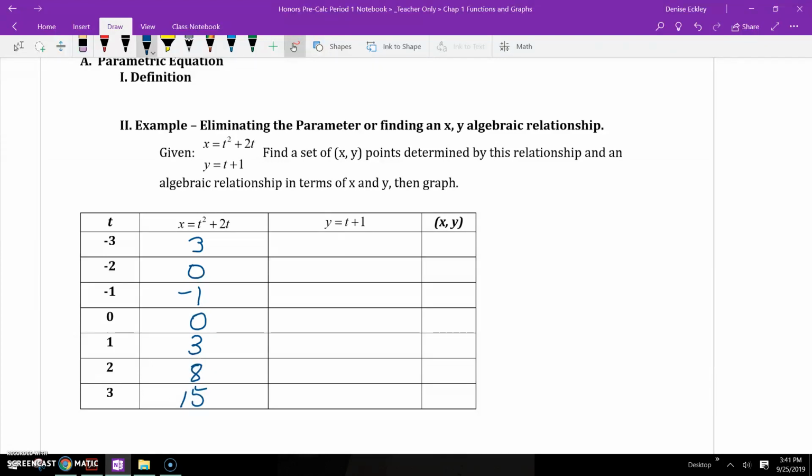Then if I do the same thing for the y relationship, I'm going to substitute those same t values in. I'm going to get the following y values. I get -2, -1, 0, 1, 2, 3, and 4. So together they create our xy pairs. So we have 3, -2, we have 0, -1, we have -1, 0, we have 0, 1, 3, 2, 8, 3, and 15, 4. So that was the first part of this.